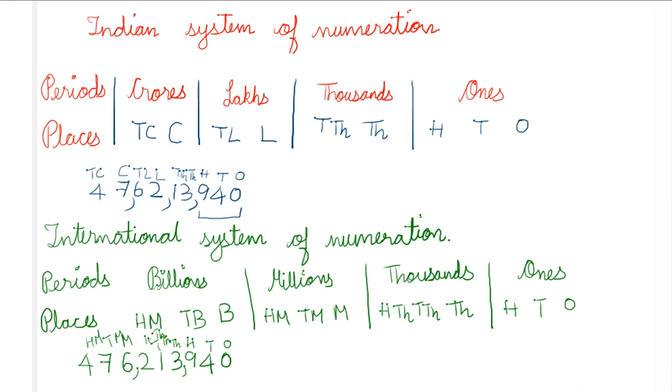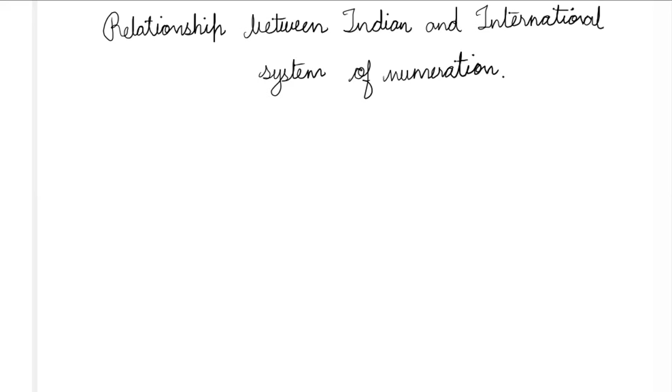So you can see the difference, right? In the Indian system of numeration, we read the same number as 47 crores 62 lakhs 13,940, whereas in the international system of numeration, we read the same number as 476,213,940. So next we are going to discuss the relationship between the Indian and the international system of numeration.